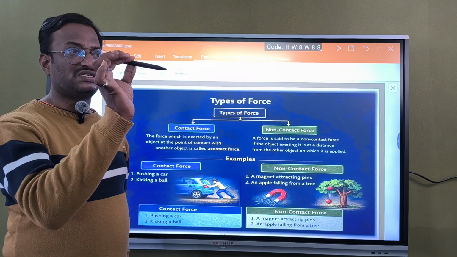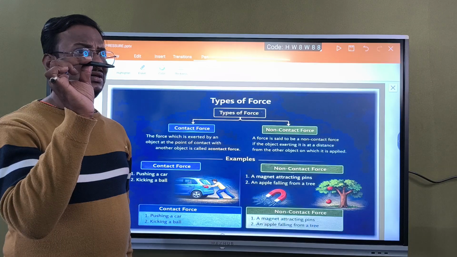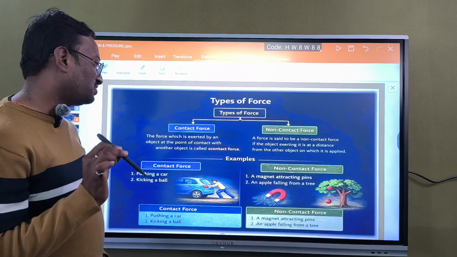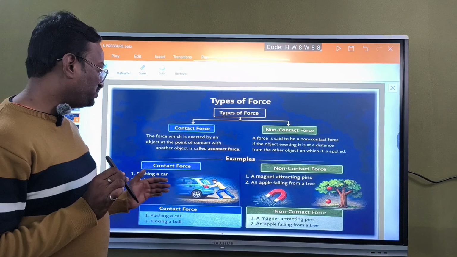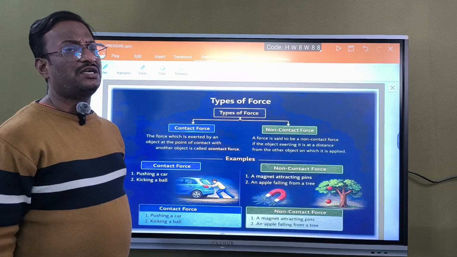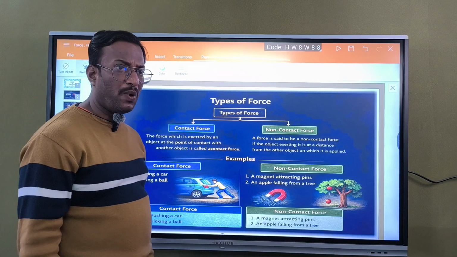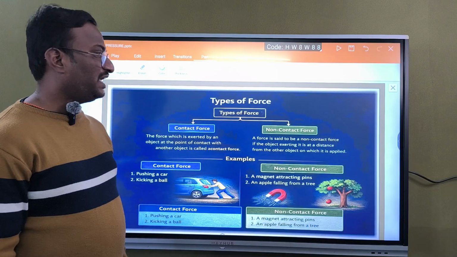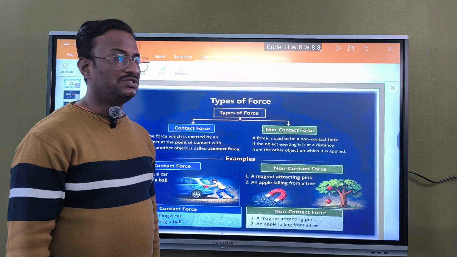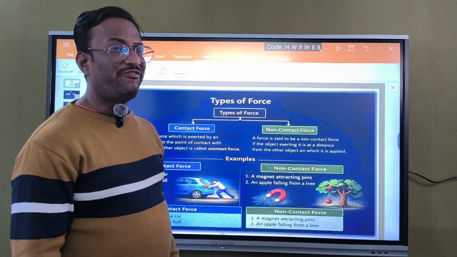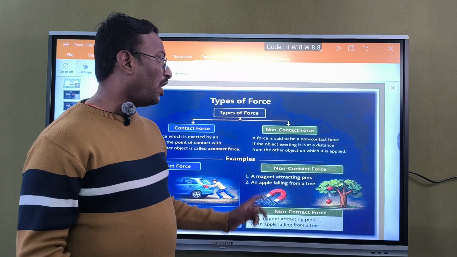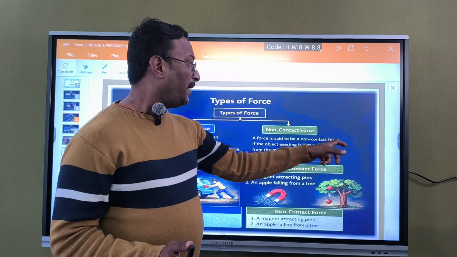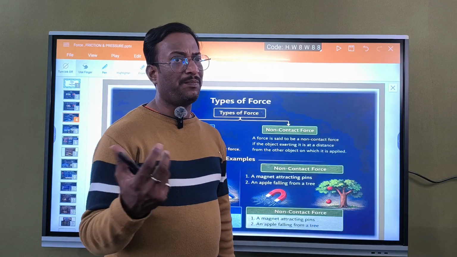Here there are two objects. I hold this pen. The pen is in contact with my hand. So that is why it is said to be a contact force. Best example is pushing a car from the backside in order to start the car. Kicking a ball, football, whatsoever. Kicking a ball is one more example. Likewise we can explain contact force. One more is non-contact force. A force is said to be non-contact if the object exerts a force at a distance from the other object on which it is applied.